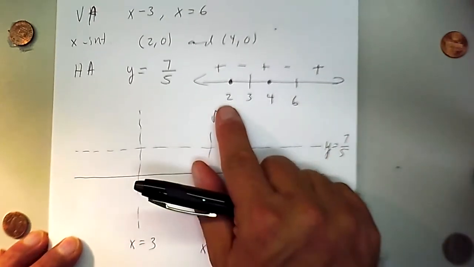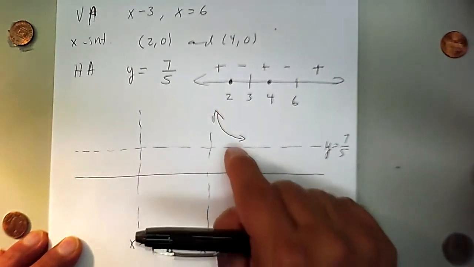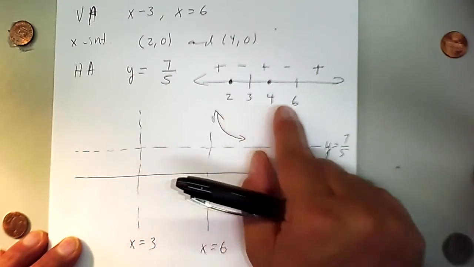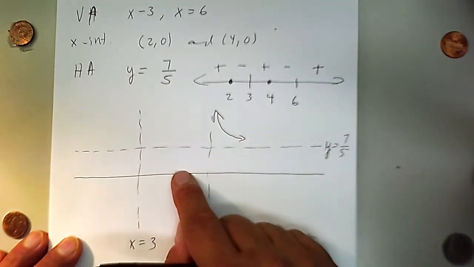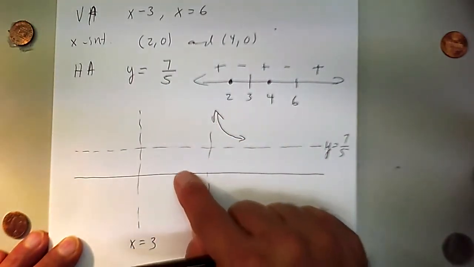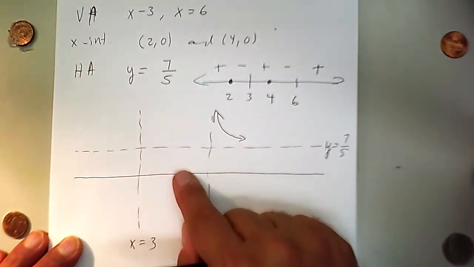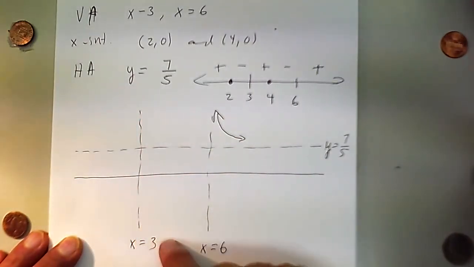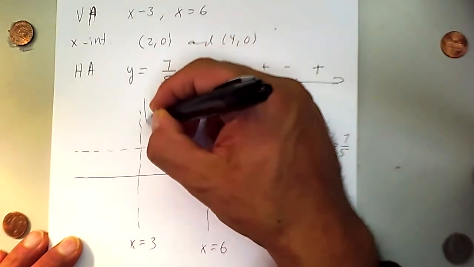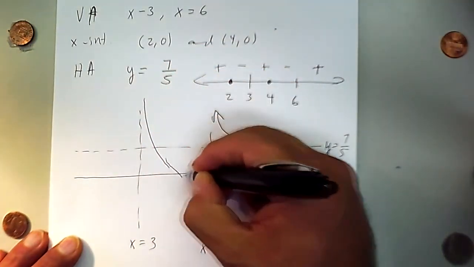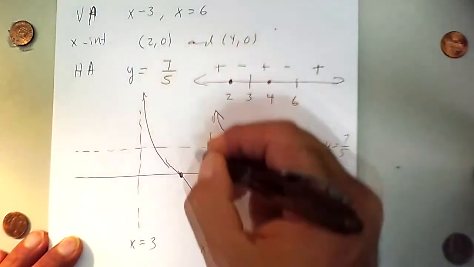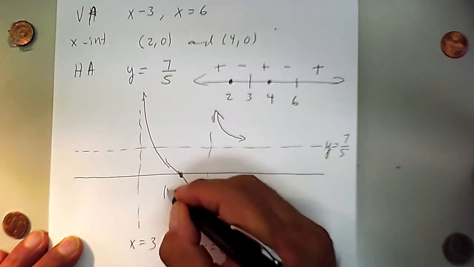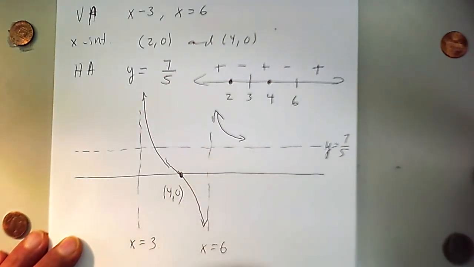Between 3 and 6, we got an x-intercept of 4. Okay, and the graph has to be negative on the right of the 4 and positive on the right of the 3. So we do this. So this is 4, and then we continue down here. So this point is 4, 0.